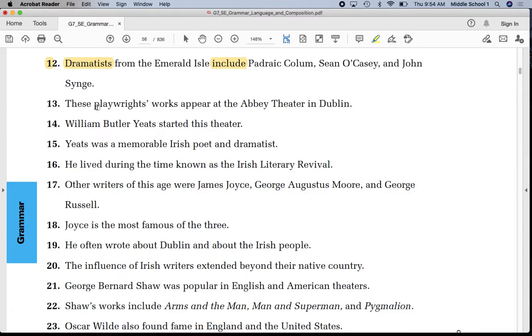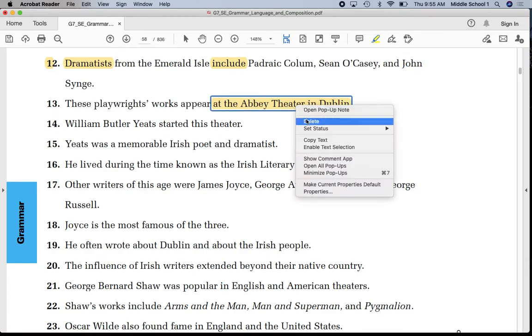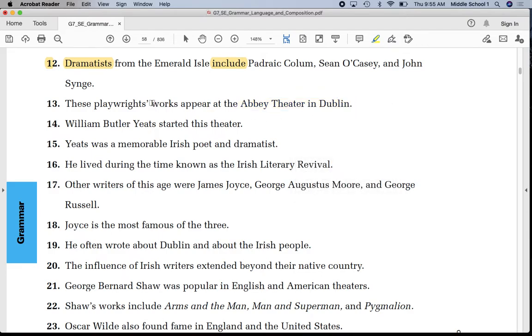Number 13, these playwrights' works appear at the Abbey Theatre in Dublin. Again, some of us are looking for prepositional phrases. There they are. So it makes it much easier for me to figure out. The sentence is talking about works, and what do works do? They appear. And the line goes between works and appear.